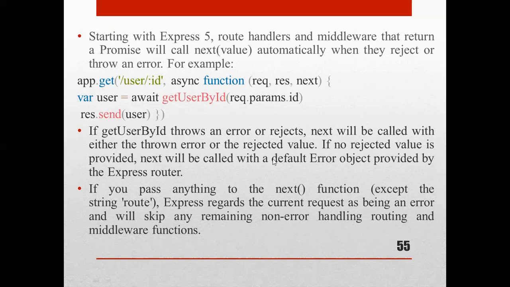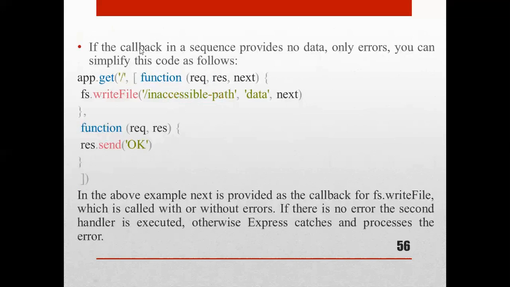If you pass anything to the next function, except the string 'route', then Express regards the current request as being an error and will skip any remaining non-error handling routing and middleware functions. So we have to pass the value to the next function. Here, if the callback in a sequence provides no data, that means only errors are there.